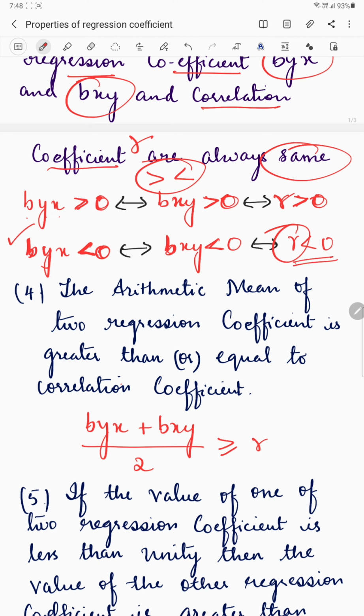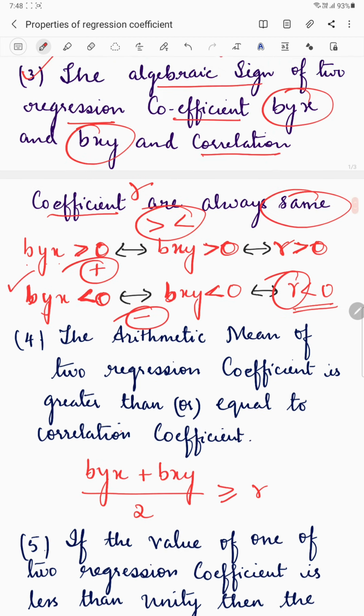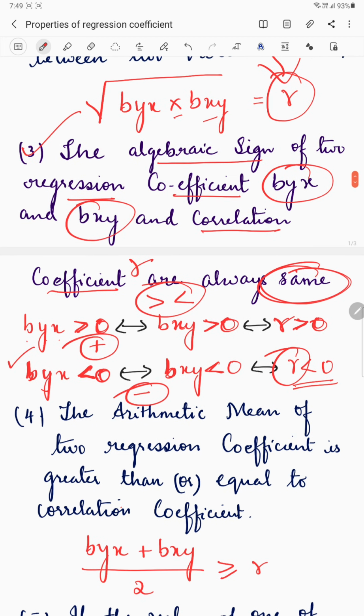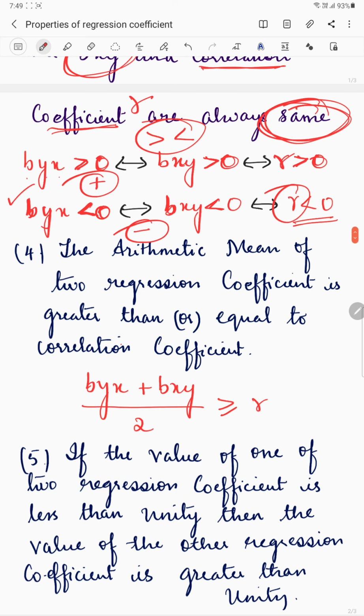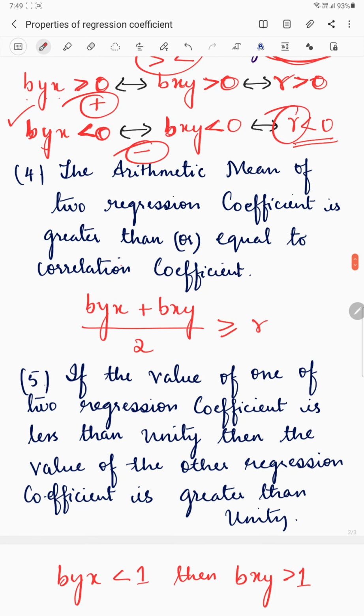So in short, if one value is positive, all the values should be positive, and if one value is negative, all the values should be negative. That's why it is said same. See here, the algebraical sign of two regression coefficients, that is byx, bxy, and the correlation coefficient r should be same. That is either it should be positive or it should be negative, that is plus or minus.